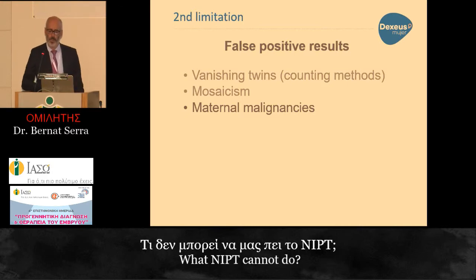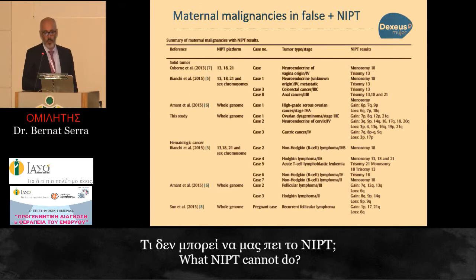But another source of false positive results are maternal malignancies, maternal cancer. And this is a report of the cases published so far. You can see that the chromosomes that are involved usually are trisomy 13, monosomy 18, or combined aneuploidies. So if you have an absolutely normal ultrasound, the NIPT tells you that there is a chromosomal abnormality, you do the invasive procedure and it is also normal, then think about this possibility.